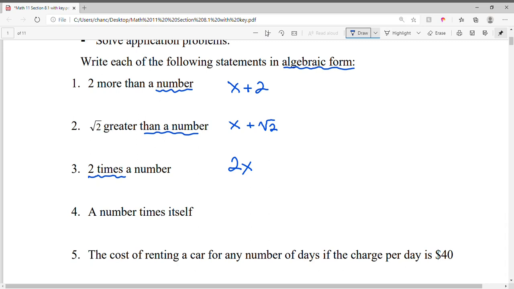Number 4, a number times itself. This is a number multiplied with itself. So I could write x times x, or I could write x squared. These are both equivalent.